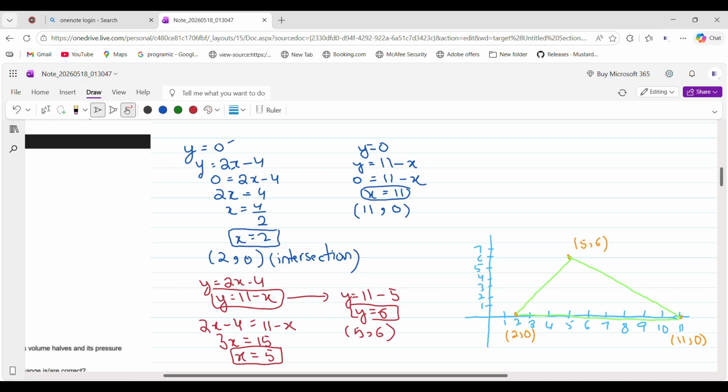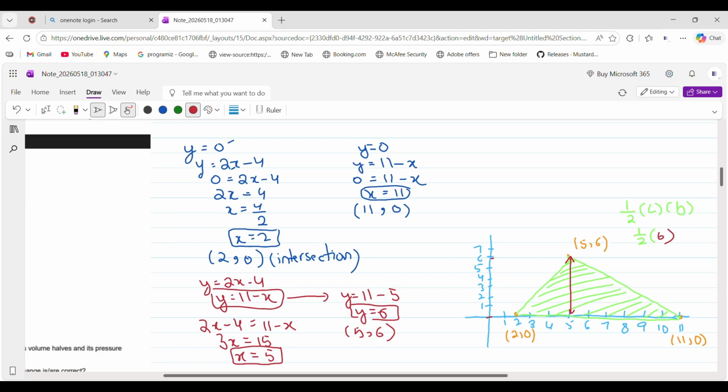We need to find the area enclosed by these 3 lines. We have found the intersection points between the 3 lines, so now we need to find this enclosed area. This is a triangle, and for finding the area of a triangle we have a formula: 1 by 2 length into breadth. Length is this, from 0 to 6, so 6 is the length.